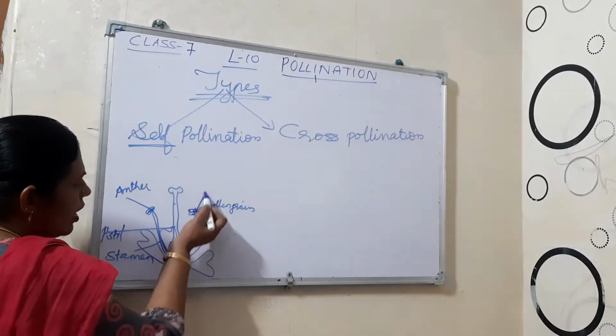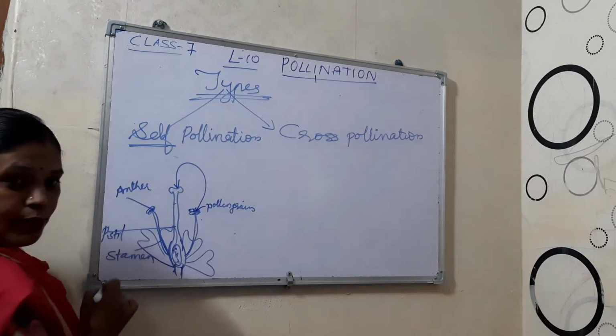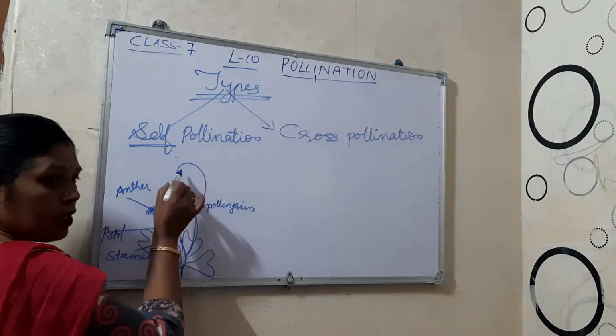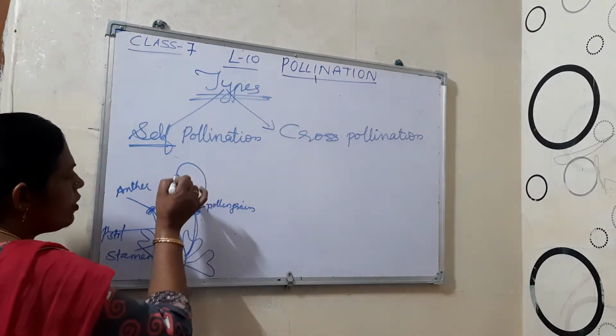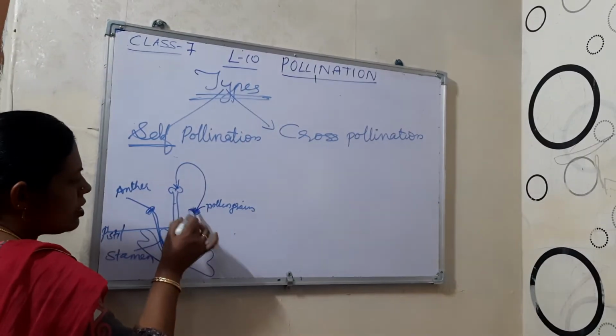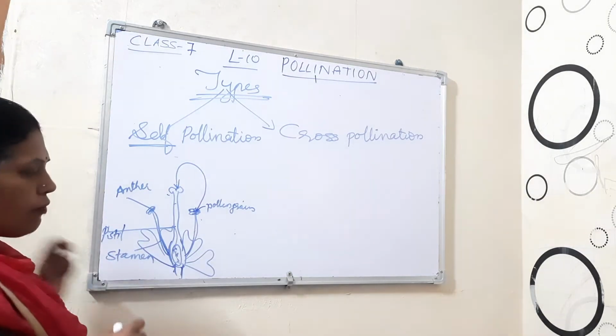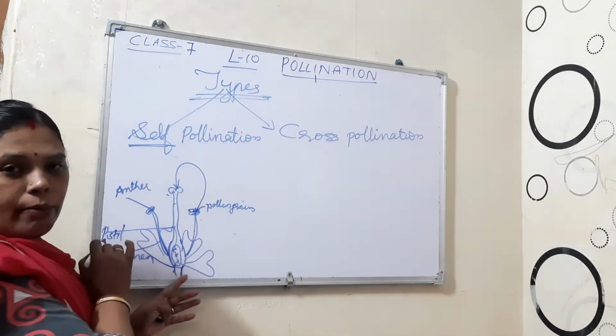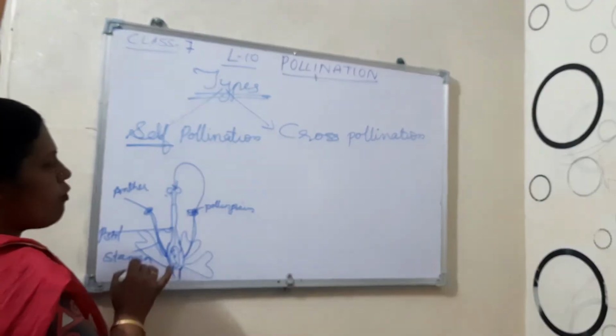Now from here to here it transfers. By wind, if it moves, it moves with the air and falls onto the stigma. That means this is self-pollination. From the same flower only, from the male organ, it goes to the female organ. So this is self-pollination.